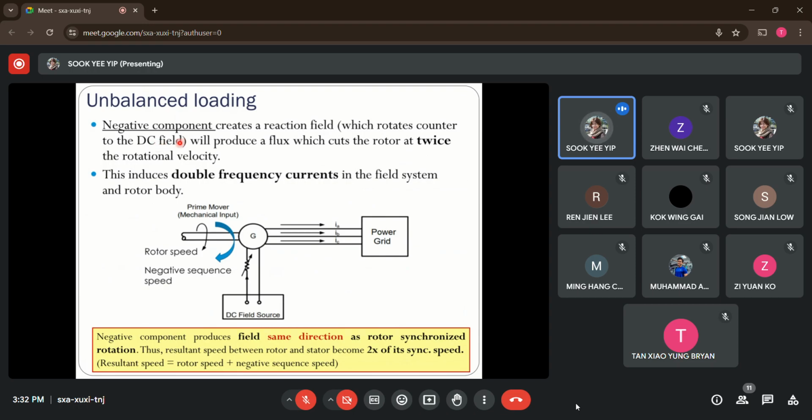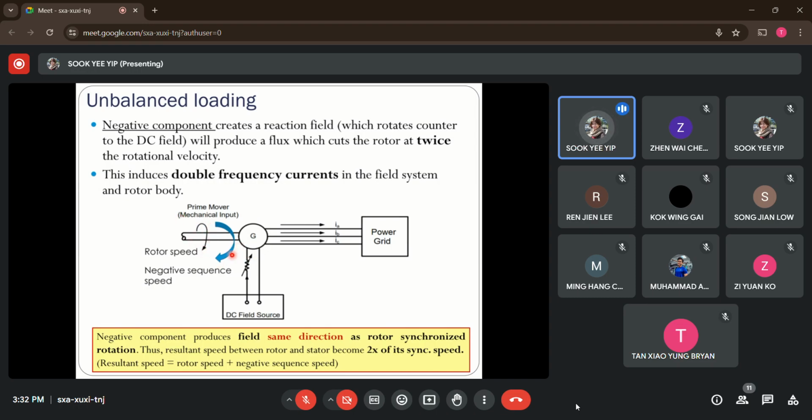To further understand this, let's check out this diagram. Now we have a generator. This is the shaft, and the generator will rotate at a certain speed. We call it the rotor speed. Now, with an unbalanced load situation across the phases, we know that it will induce negative sequence components. These negative sequence components give you a field speed that runs in the same direction as the rotor speed.